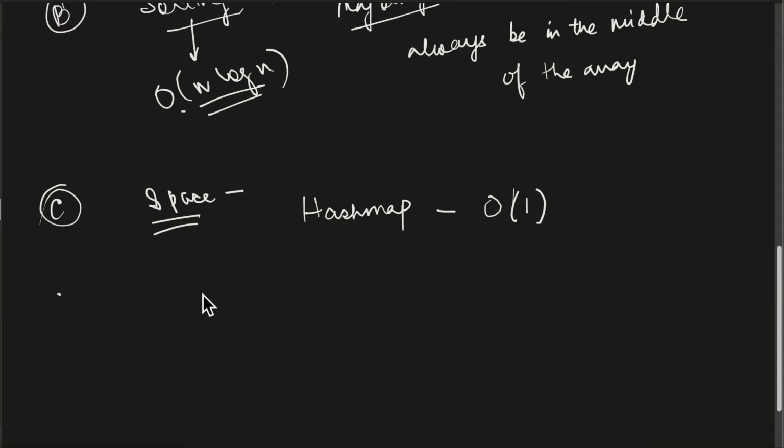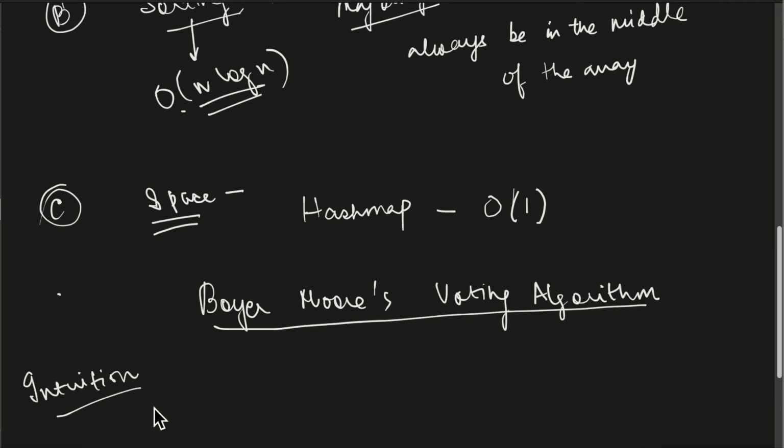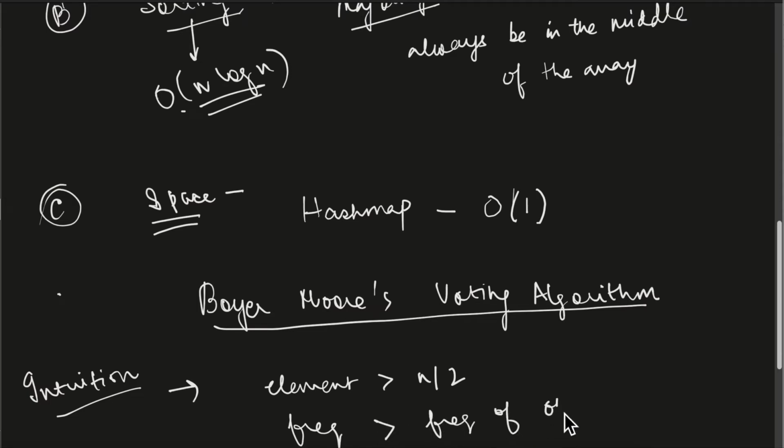So here comes the new algorithm which we are going to learn, which is called the Boyer-Moore voting algorithm. Let's understand the intuition behind using this algorithm. If an element has to occur greater than n by 2 times, then the frequency of this element must be greater than the frequency of other elements combined.